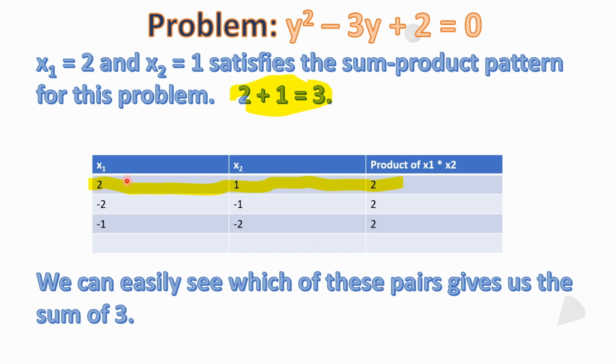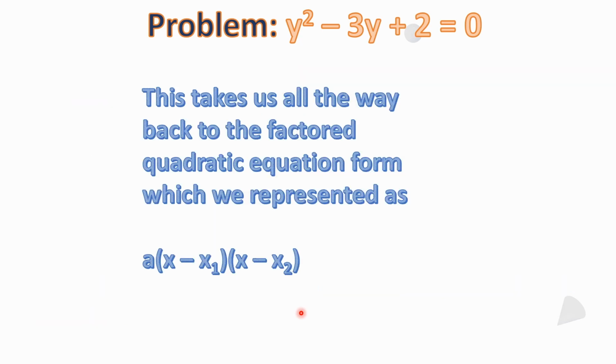Well, that's pretty easy, right? If x1 is 2 and x2 is 1, that satisfies the sum product pattern for this problem. Why is that? Because 2 plus 1 is 3. They could be reversed too. It could be 1 plus 2 is 3. So technically, you could have x1 is 1 and x2 is 2. It doesn't matter. It's going to work out to be the same, and I can show you why here. But you can easily see from that which of those pairs gives us that sum of 3. It's basically 2 plus 1 or 1 plus 2. Either one of those will equal 3.